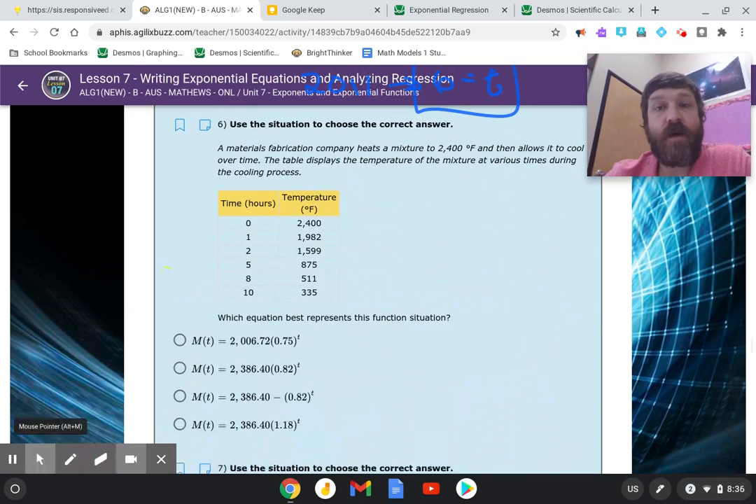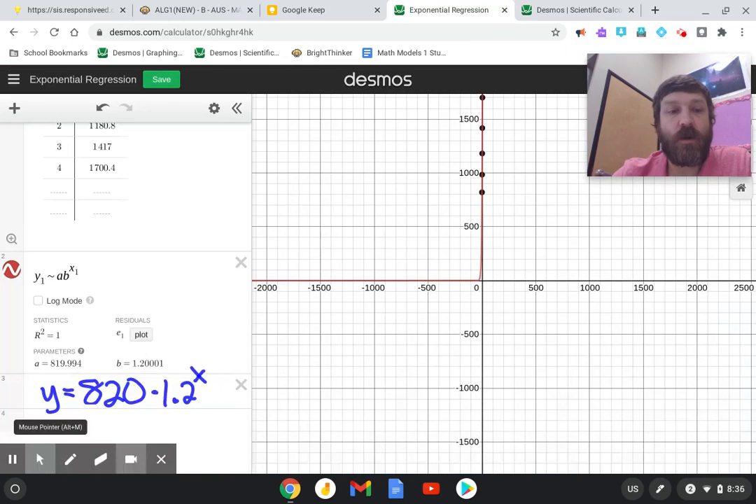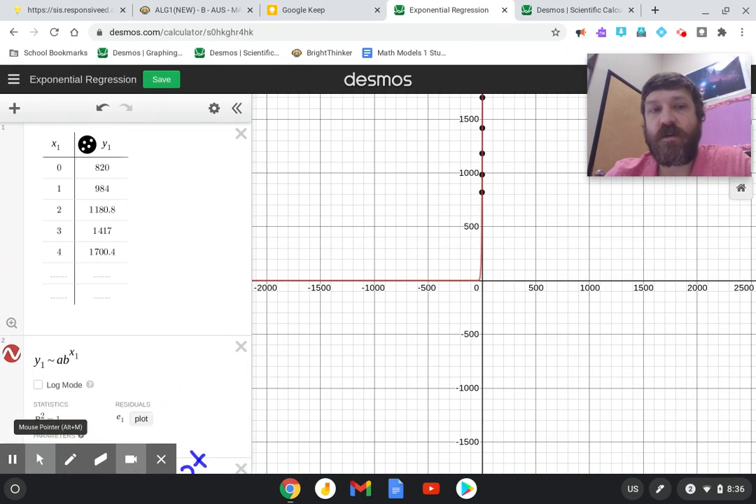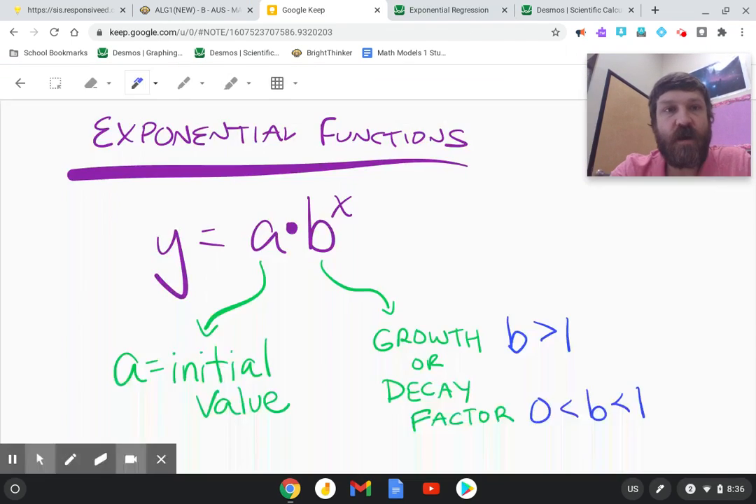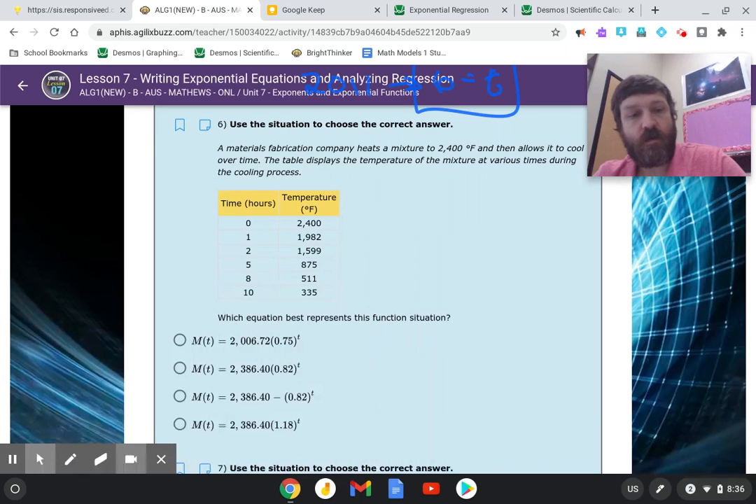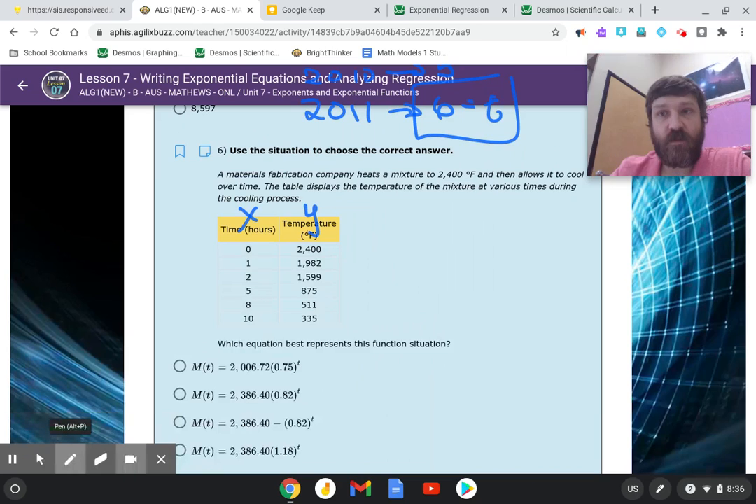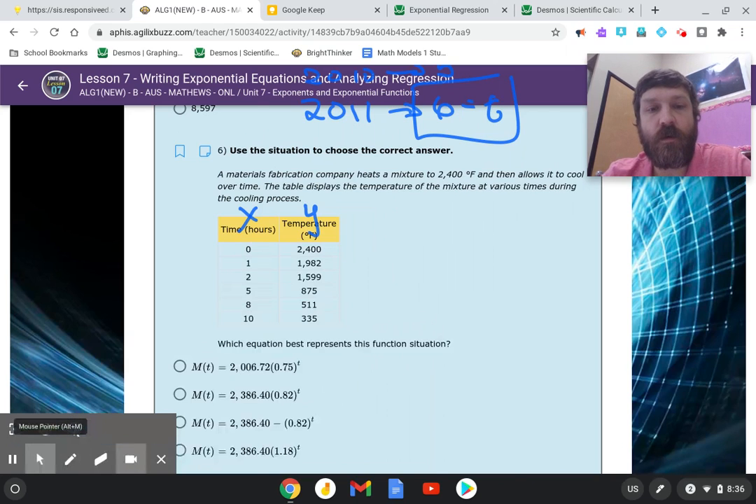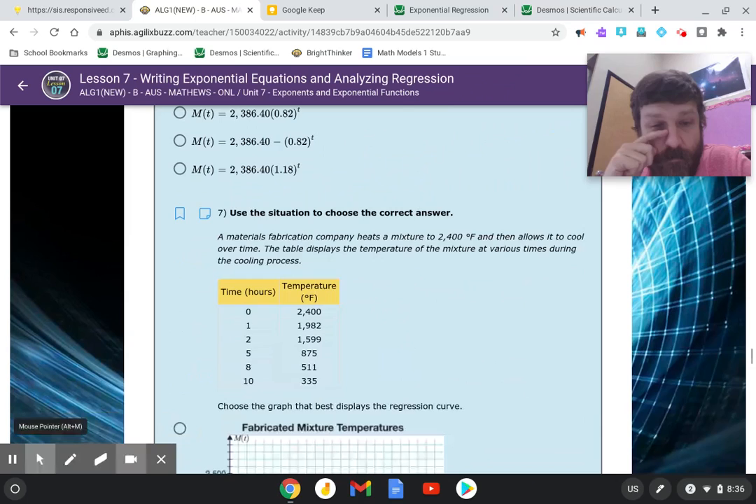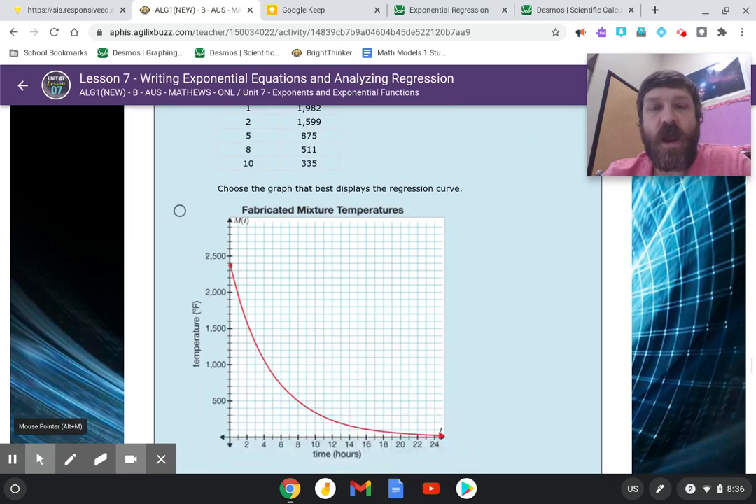Number 6, you have a table. You need to use regression to find the correct equation. Type in your x values and your y values. You're going to make this be x. You're going to make this be y. Plug those values in, and then use the parameters to find the correct function from the answer choices. Pretty straightforward. Once you do that, they ask you to find the correct graph.